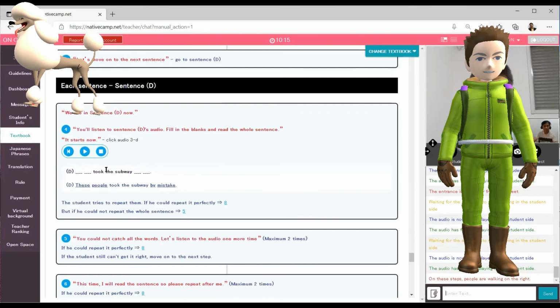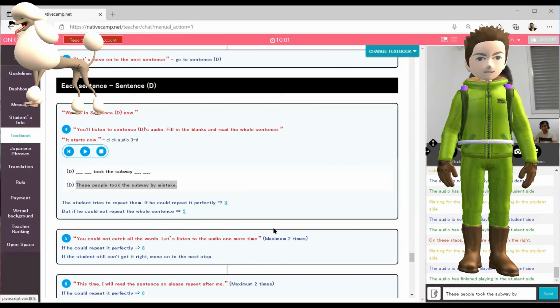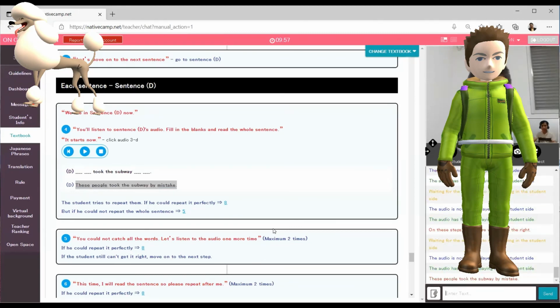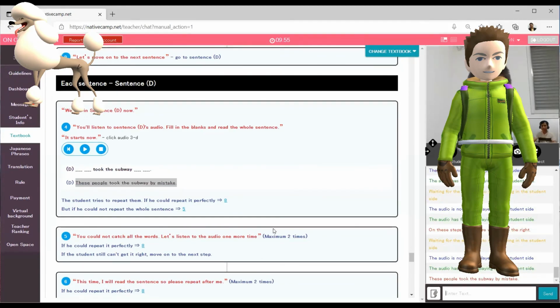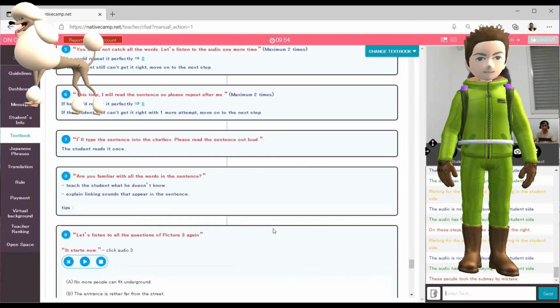Please listen carefully. Here we go. D. These people took the subway by mistake. These people took the subway by mistake. Exactly, very good. Okay, these people took the subway by mistake. Okay, is everything clear in that sentence?